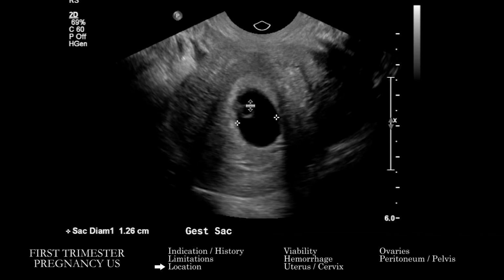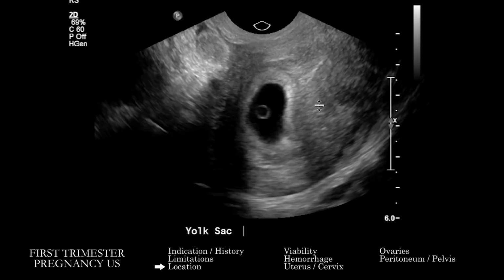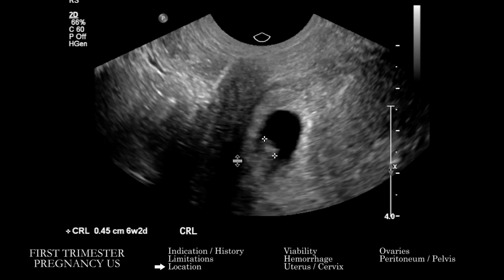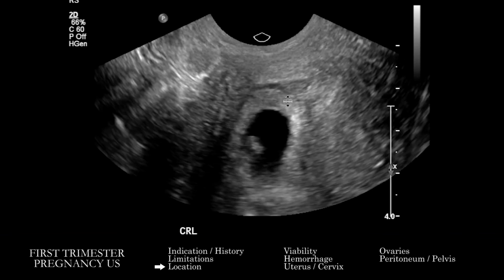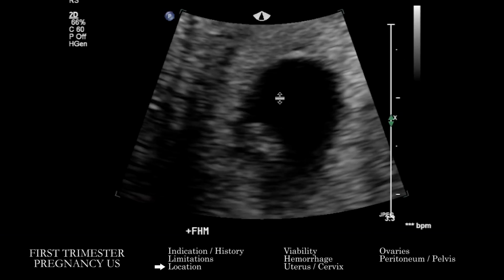Okay, and so as we're going through, once we've found that pregnancy, it's pretty obvious. You're going to measure the gestational sac to find that mean sac diameter, and then we'll have the measurements of the yolk sac, and if we do see a crown rump length, then we have it measured here. We'll have those dimensions as well, comparing these to charts to get the estimated fetal age.